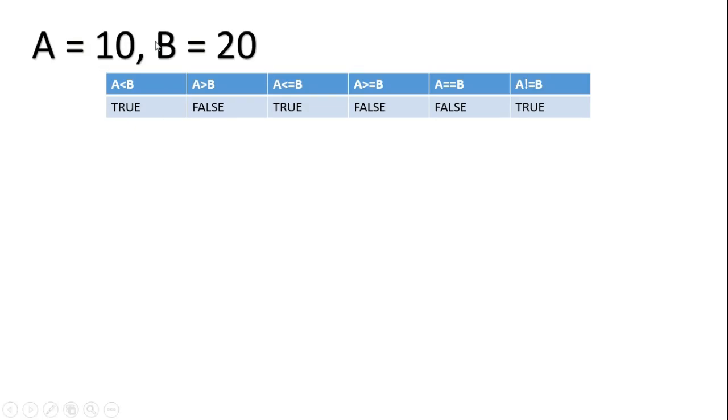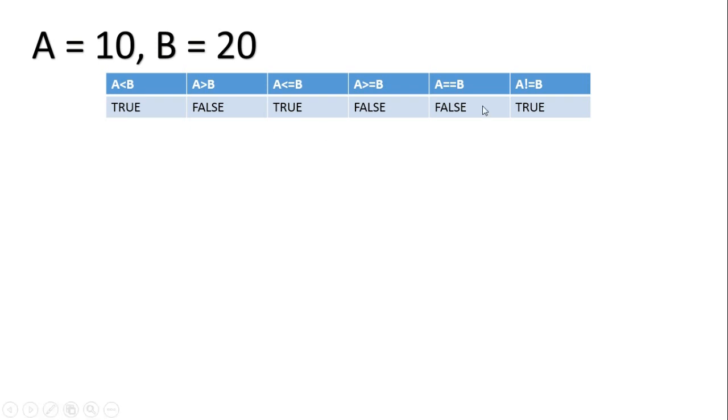If a is 10 and b is 20, then a less than b is true, a greater than b is false, a less than or equal to b is true. Here, what does less than or equal to check? First of all it checks whether a is less than b or not. If a is less than b, then it is true. If a is not less than b, then it will check whether a and b are same or not. If a and b are same, then it is true, or else it will give false. But in case of a less than b, it only checks whether a is smaller than b or not.